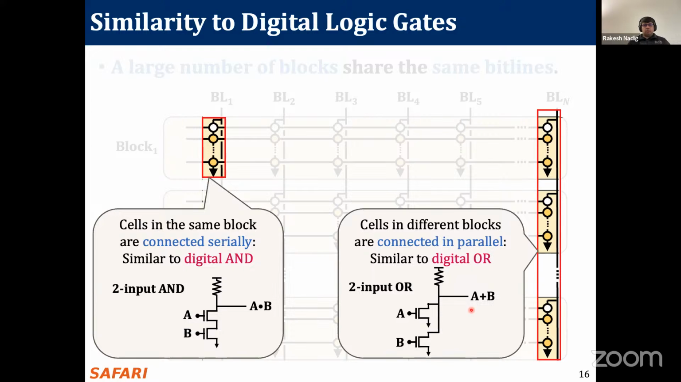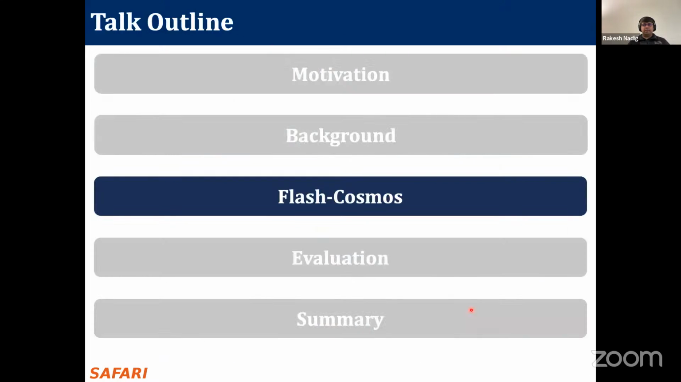So this is basically a bit of background on flash memory organization, and also the key insights that we derive for some of the key techniques of Flash-Cosmos. Any questions so far?